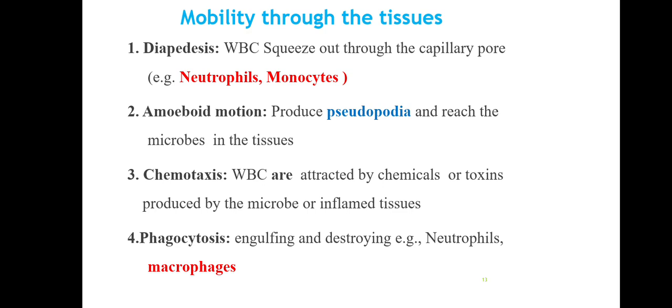Okay, so these are some of the ways of mobility through the tissues, how the white blood cells manage to go through the tissues. You know, there's a biological barrier, and that is the capillary membrane. They need to cross it so they can find themselves in the interstitium. Interstitium, that's where we're talking about the tissues. I hope we're together.